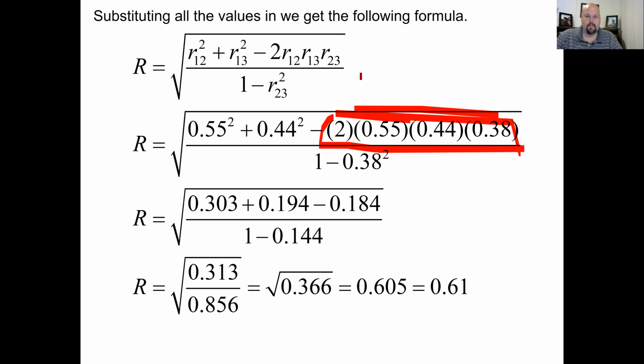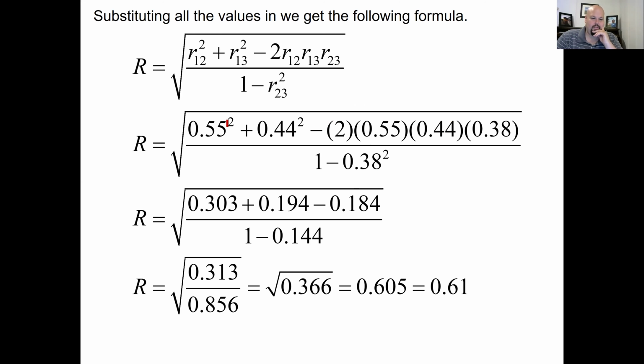So that's where people mess up, is right there. The easiest thing to do is leave your negative and then multiply just 2 times this times this times this. You just keep multiplying. So 2 multiplied by 0.55, multiplied by 0.44, multiplied by 0.38. And that will give you the answer that you need, which is up top 0.184.